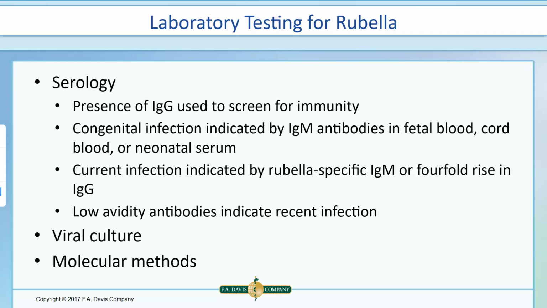Laboratory testing. Serology: the presence of IgG is used to screen for immunity. Congenital infection is indicated by IgM antibodies in fetal blood, cord blood, or neonatal serum. Current infection is indicated by rubella-specific IgM or a fourfold rise in IgG. Low avidity antibodies indicate a recent infection. You can do viral culture, though it's not very common. And then there are molecular methods.